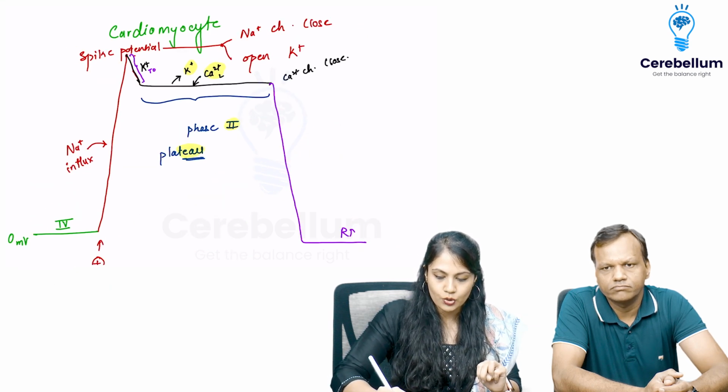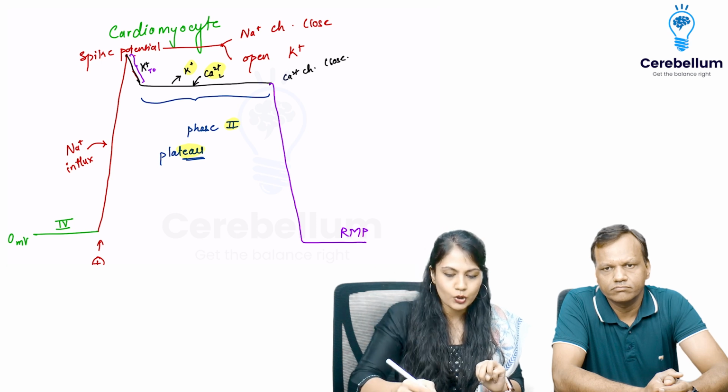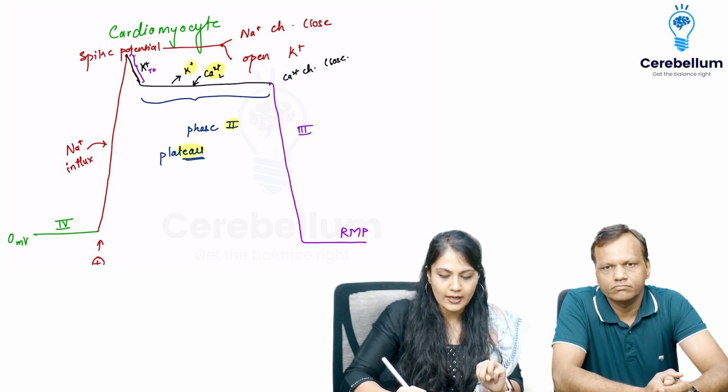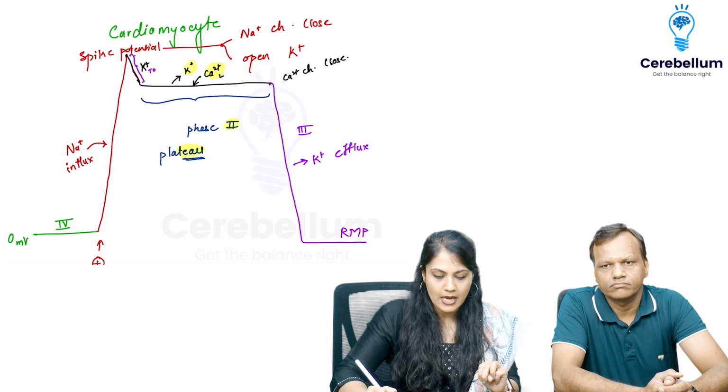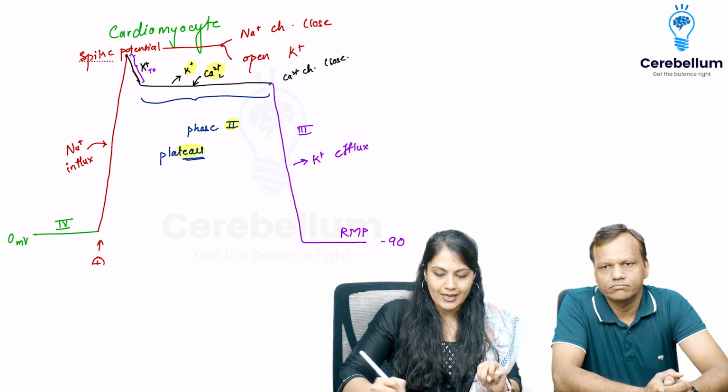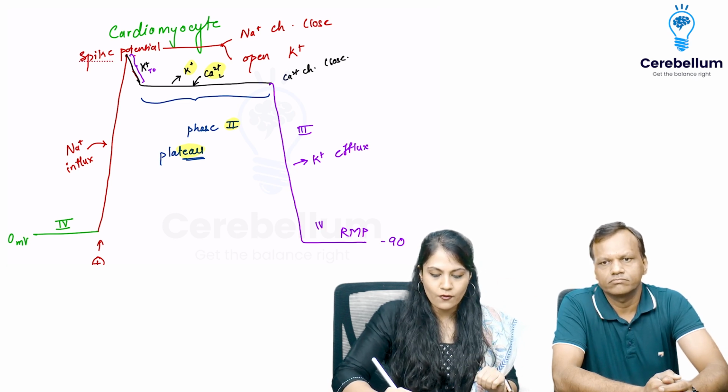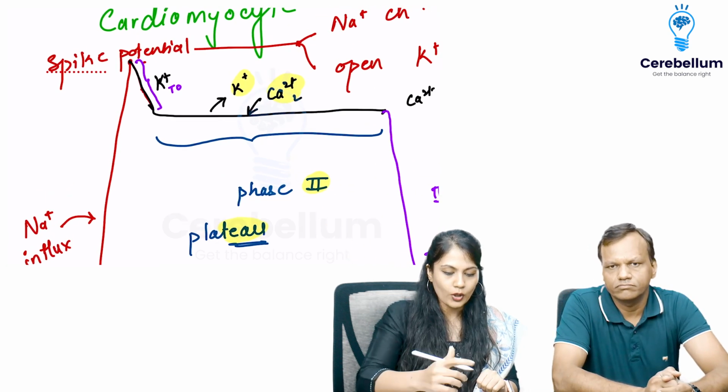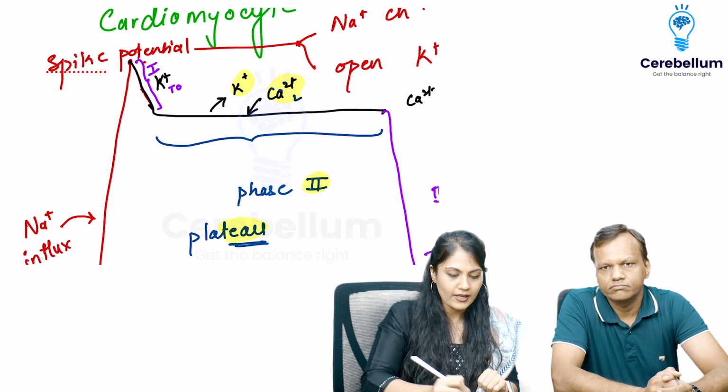So we are going to reach the RMP. What comes after 2? Of course, 3. We know that, right? Over here, only and only potassium efflux takes place. And again, we are going to reach minus 90. After 3, what comes? 4, right? And before 2, what comes? 1, right? So this is phase 1.